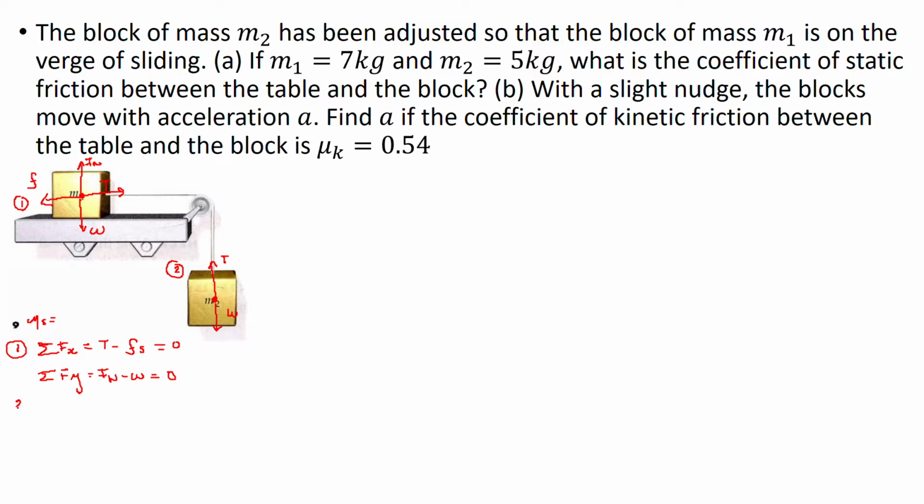Now for the second object, we have no forces in x, but we have in y, so the sum of all the forces in y is going to be the tension minus the weight, and it's going to be equal to 0. Okay, so we basically need to find first the tension and the normal force. Why is that? Because the tension I find here, and the normal force is just here.